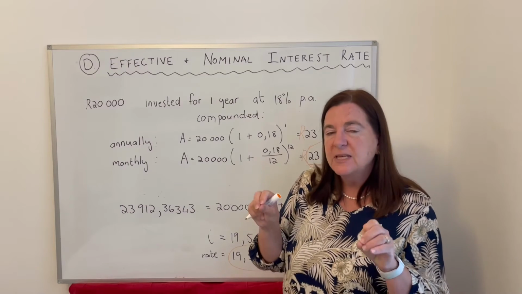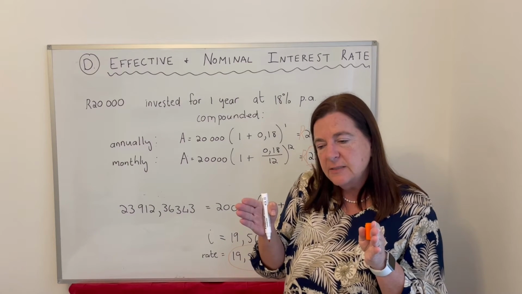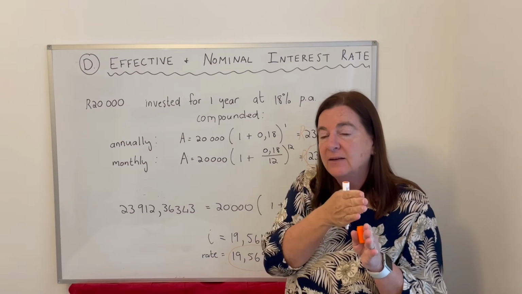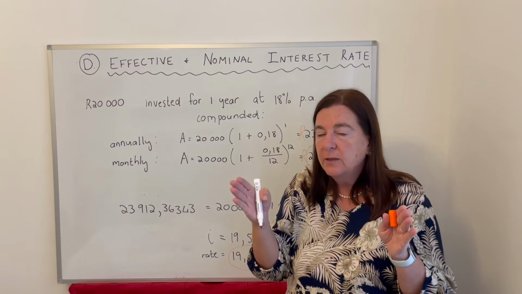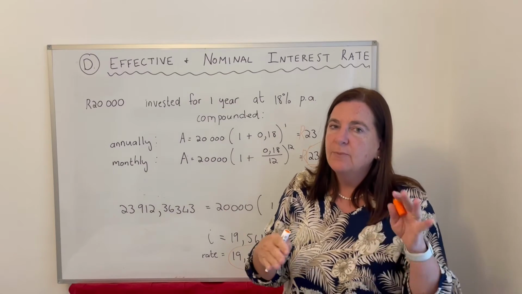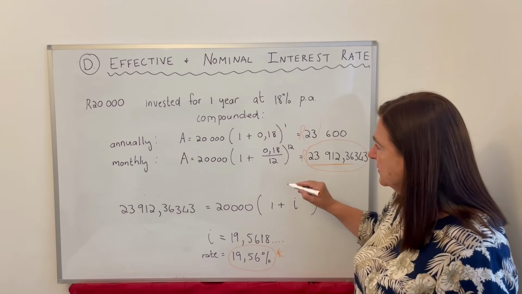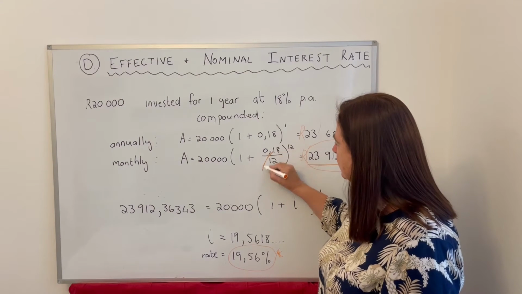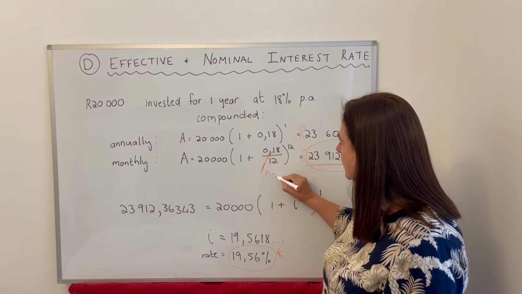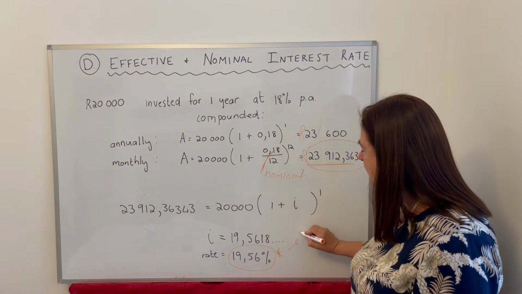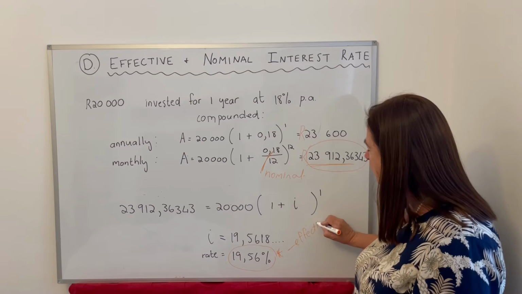Now that's the difference. Effective is the interest if you're only doing it once a year, compounded annually. That's effective. Nominal is when you are compounding quarterly, monthly, etc. So now, in terms of this example here, this 18% is going to be your nominal interest rate, and this 19% is going to be my effective interest rate.